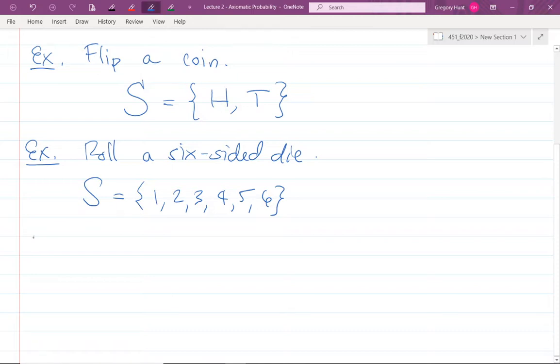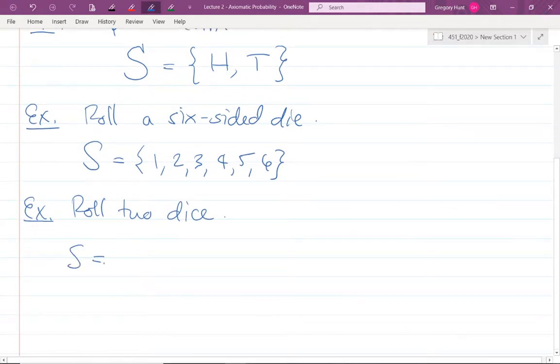Some other examples: I could roll 2 six-sided dice. In that case, I could get, say, a 1 on the first die and a 1 on the second, a 1 on the first and a 2 on the second, a 1 on the first and a 3 on the second, a 4 on the first and a 6 on the second. And so in this case I'm going to observe ordered pairs. I could get 1 on the first, 1 on the second, 1 on the first, 2 on the second, 1 on the first, 3 on the second, and so forth.